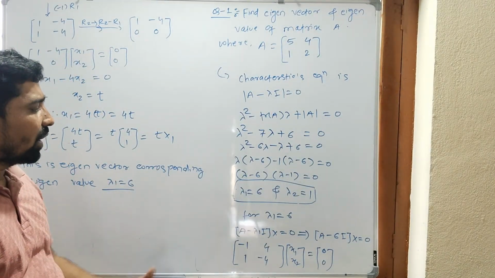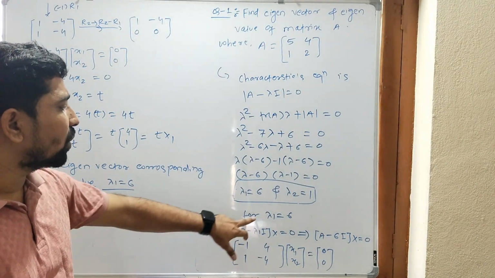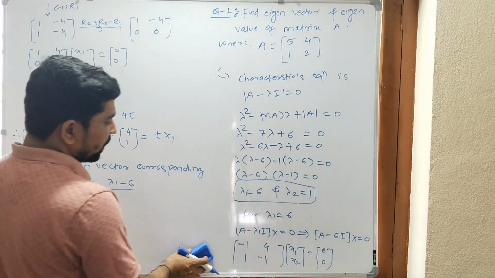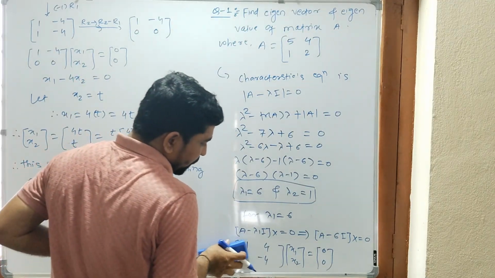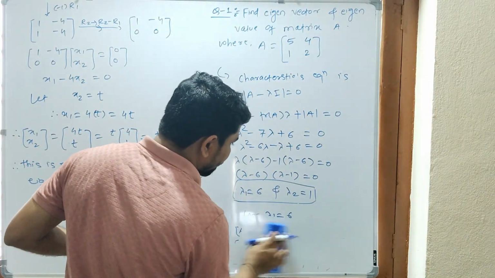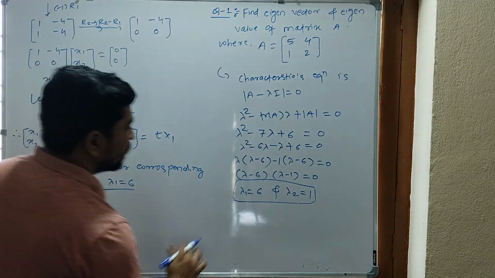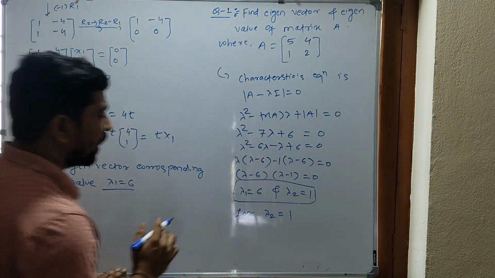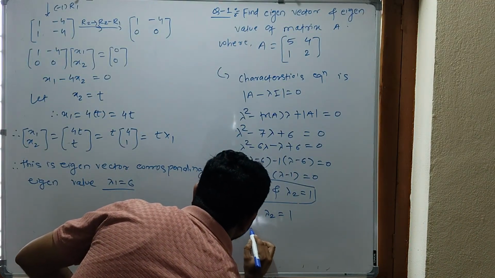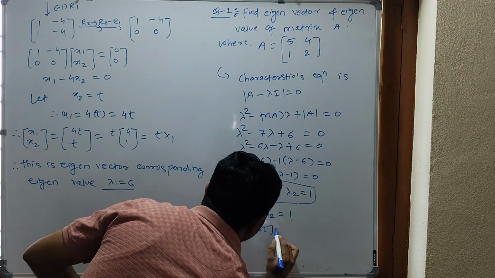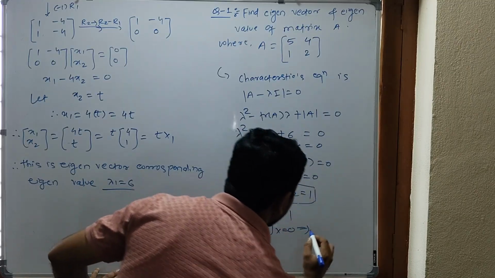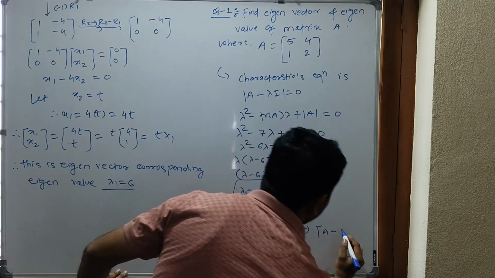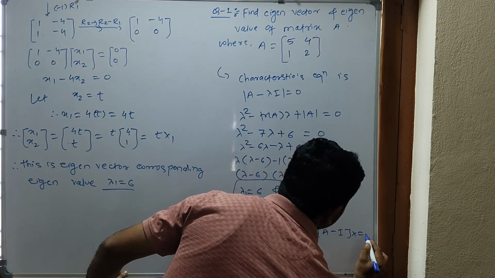Now in the same way I want to find the eigenvector corresponding to lambda 2 equal to 1. I don't have space, that's why I will remove this here, and I will solve the same thing. So for lambda 2 equal to 1, this becomes (A minus lambda 2 into I) into x equal to 0, where lambda 2 is 1, that is 1 into I, same I, into x equal to 0.